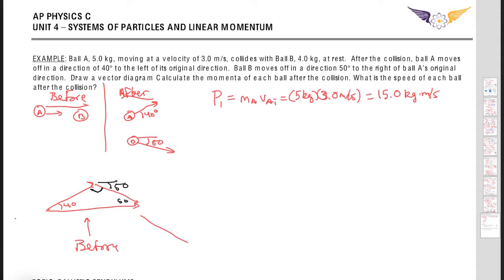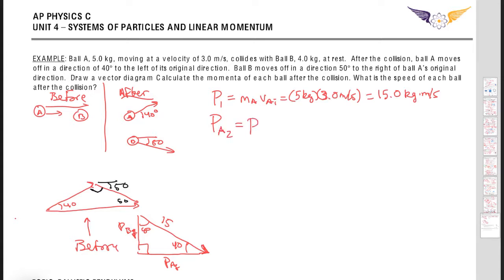So ball A's momentum before is this, so this is 15, right? And we know this is a 90-degree angle, okay? If this is 40, this is 50, but this is ball B after, right? So ball B final, and this is ball A final, okay? And so I can really use trig here to figure out what are the momenta after, right?